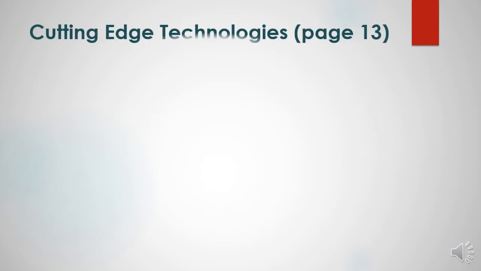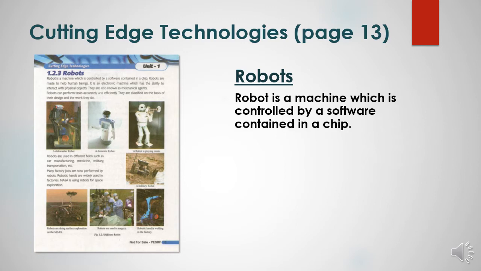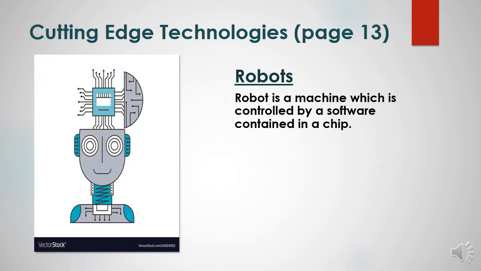Page number 13. Robots. A robot is a machine which is controlled by software contained in a chip. So every robot follows specific software that is contained in its chip. Robots are made to help human beings.